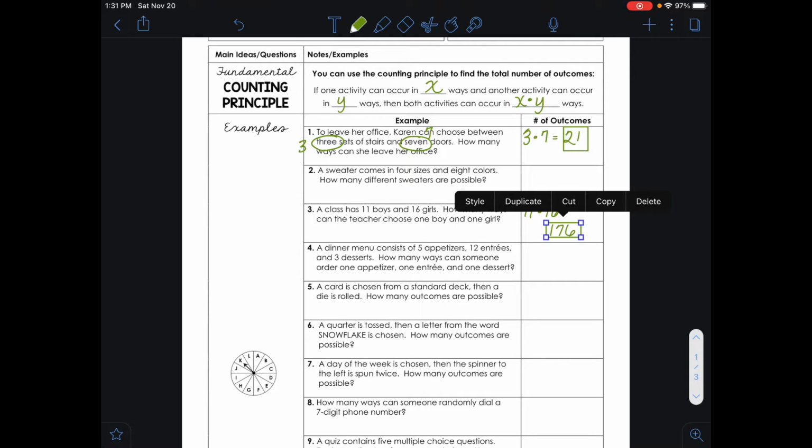Okay, number 5, a card is chosen from a standard deck. So that's the first thing. And we know there's 52 cards in a standard deck. Then a die is rolled. We know there's 6 sides on a die. How many outcomes are possible? So we're just going to multiply, and we get 312.